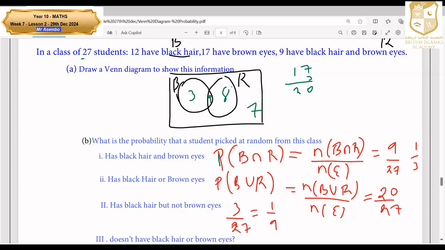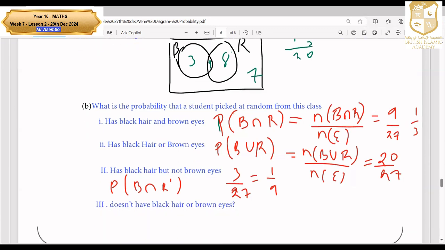Now, if you want to present it in terms of the set notation, that one simply is going to be the probability of B intersection R complement. Now, let's go to the next one here.